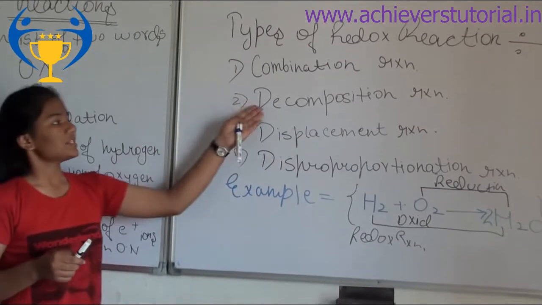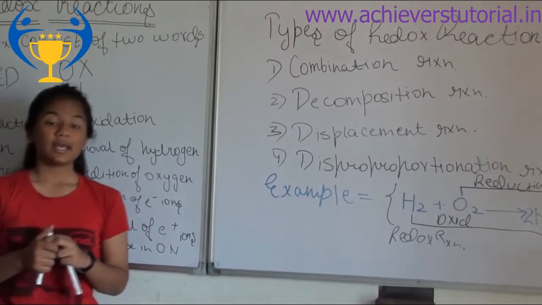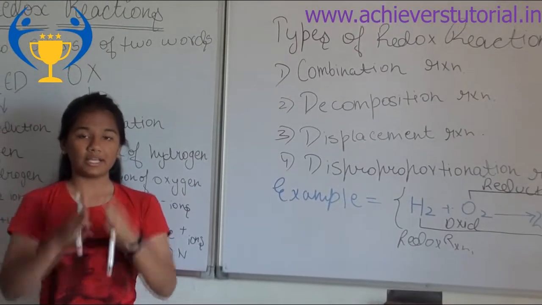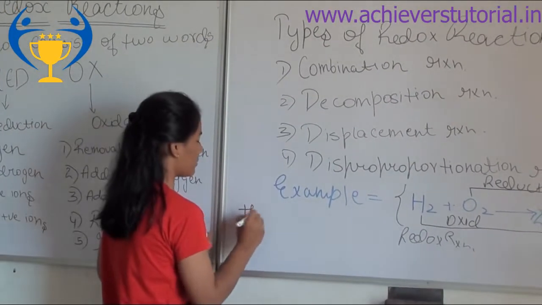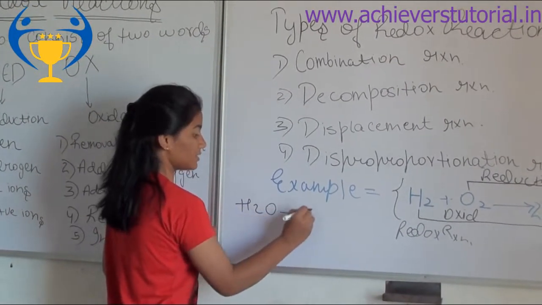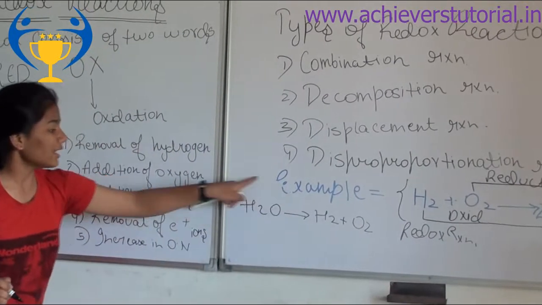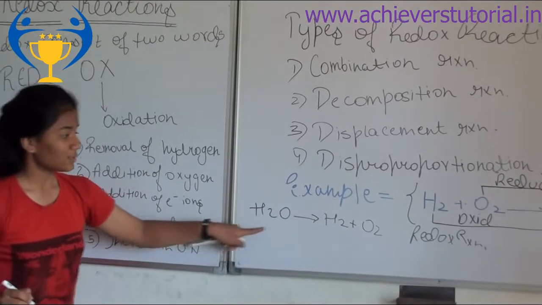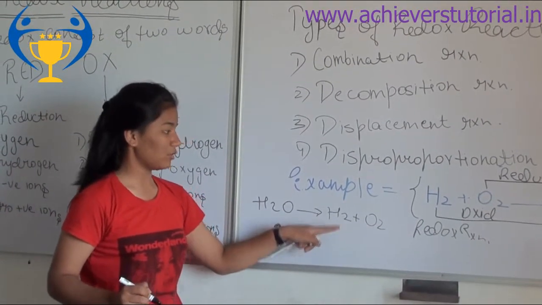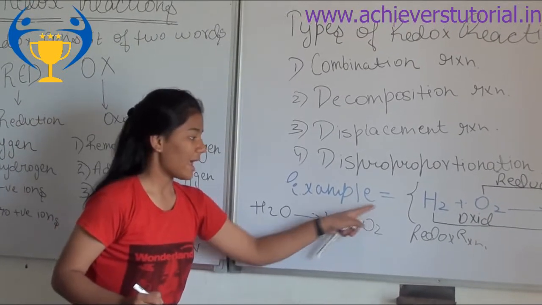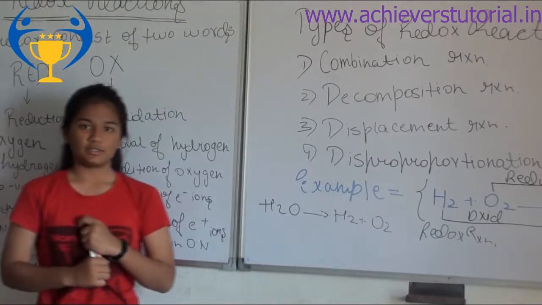Now, decomposition reaction. Decomposition reactions are those reactions in which a single compound is broken down into 2 or more simpler substances. For example, H2O gives H2 plus O2. Here, a single compound H2O is broken down into 2 simpler substances which are known as hydrogen and oxygen.